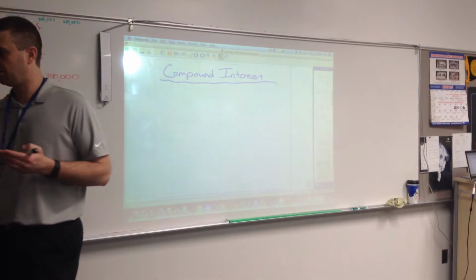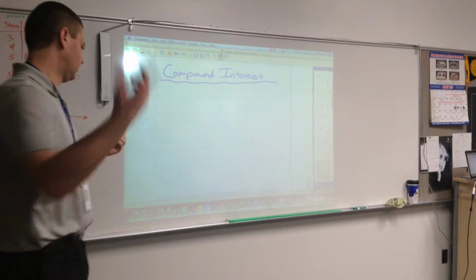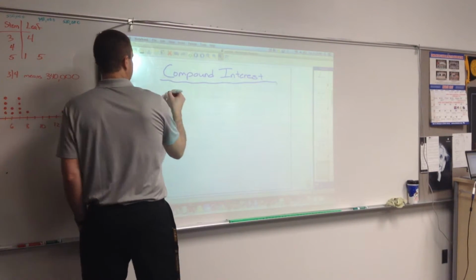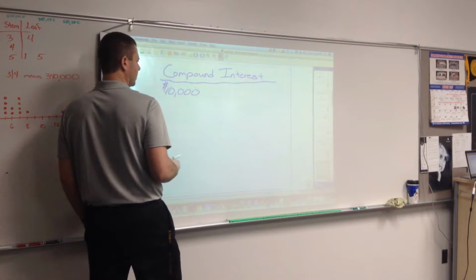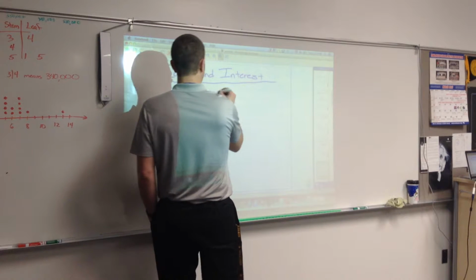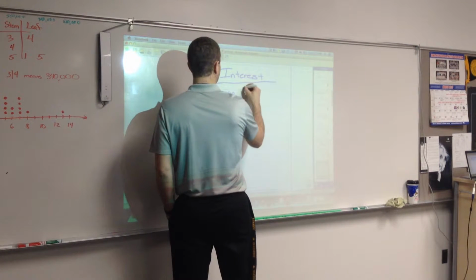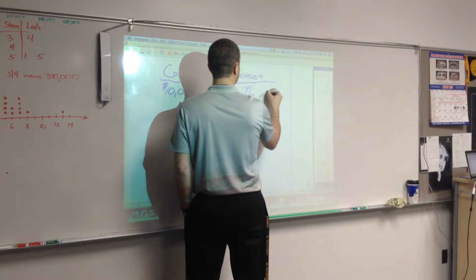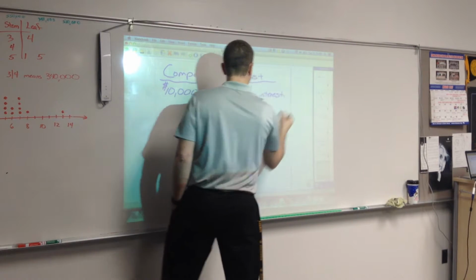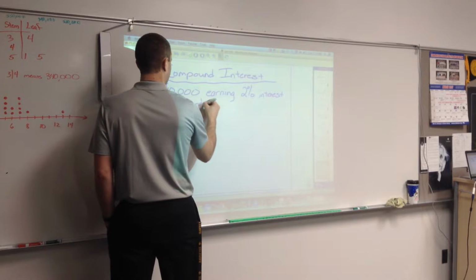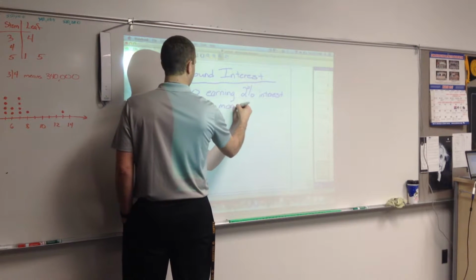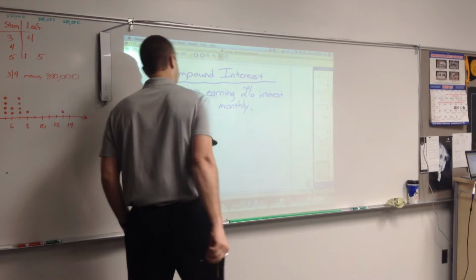depending on how the account is set up. For example, let's say you have $10,000 in some savings account, and let's say it's earning 2% interest, and let's say that interest is being compounded monthly.